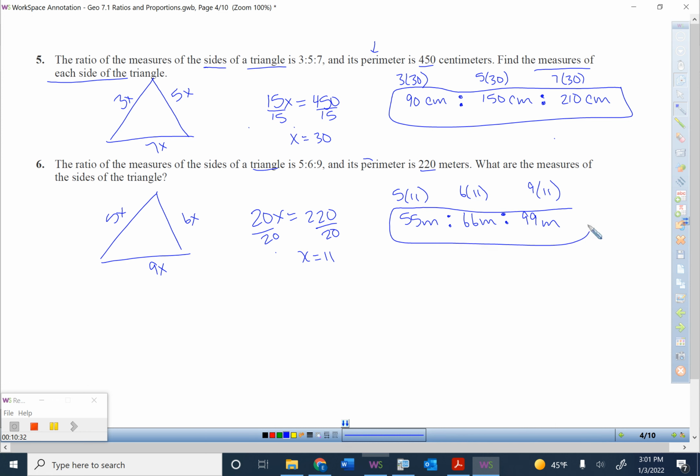Okay, something that is important to me though, you want to make sure, because this was going lowest to highest, that we end up lowest to highest in that same order when we're writing that as a ratio.